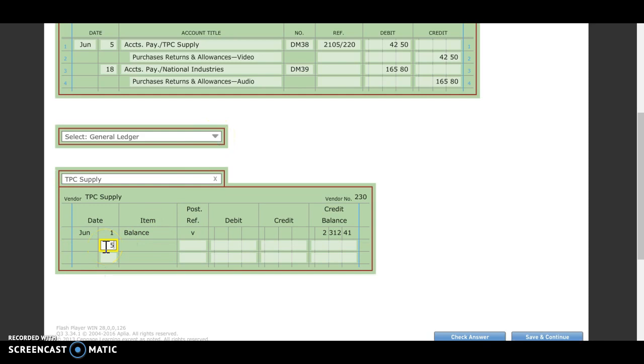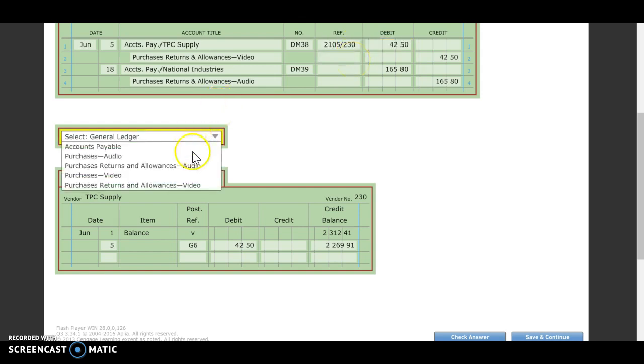I'm going to go down to my TPC supply. Okay, the date is the 5th, G6, and a debit again of $42.50. It won't be the same number again. So again, you're not going to have the same number. Okay, and then this number is going to be 230, so make sure that you change that to 230.